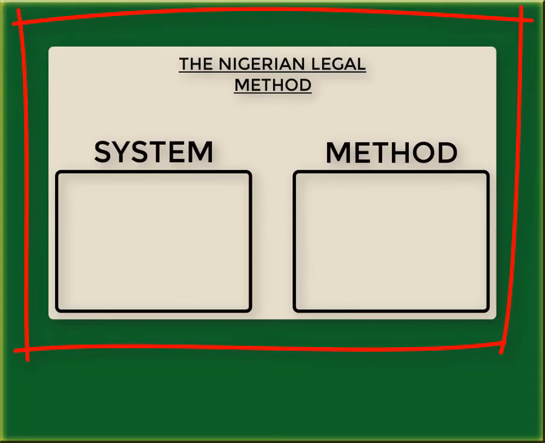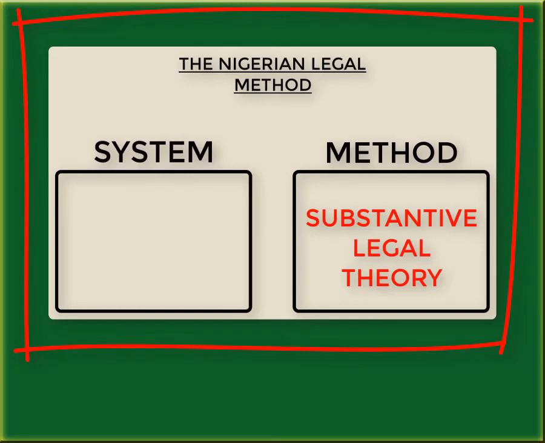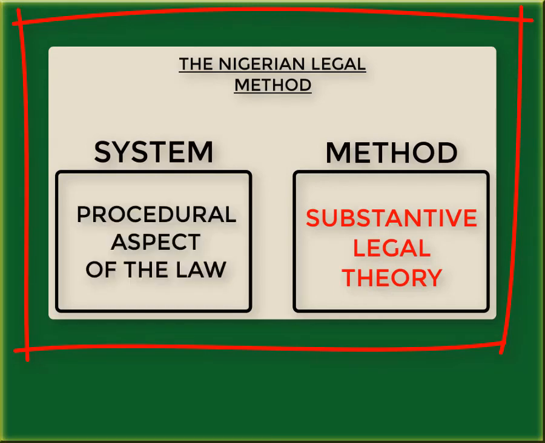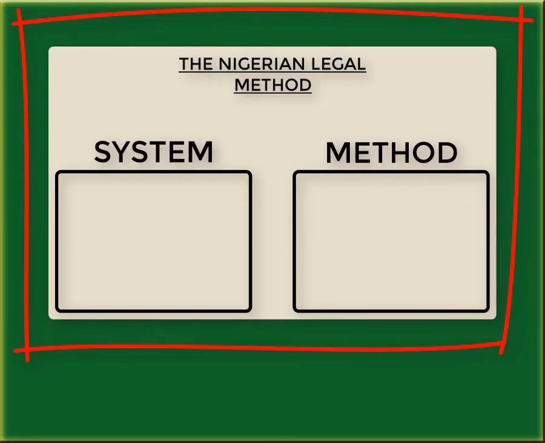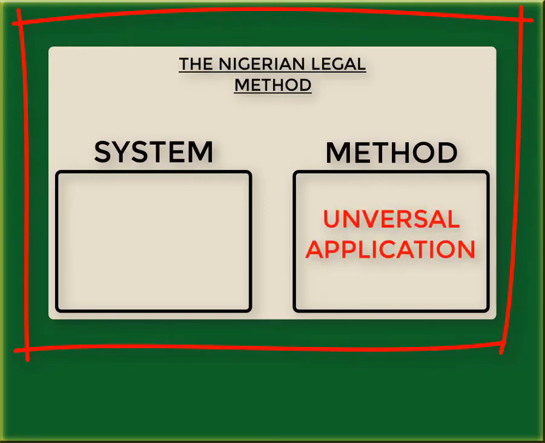The Nigerian legal method also focuses on the teaching of substantive legal theories, while the Nigerian legal system concentrates on the development of the procedural aspect of the law. Most concepts under the Nigerian legal method can be universally applicable. That means you can apply those theories you will learn while studying the course anywhere in the world.